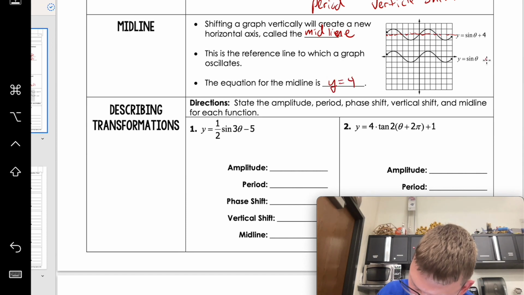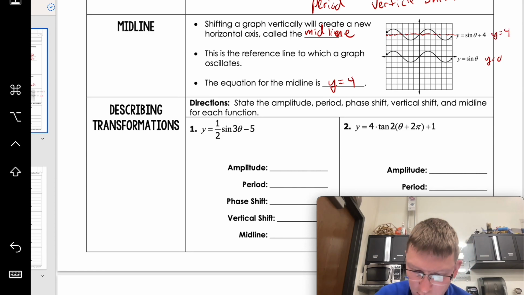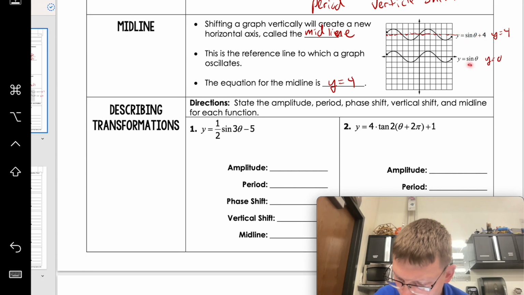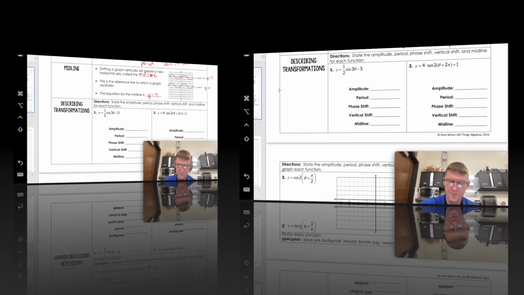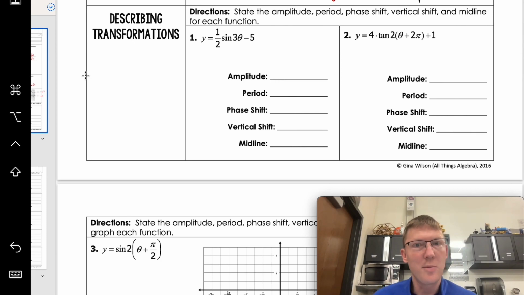So here it's y equals 0. Here it's y equals 4. So you can kind of see how the sine wave normally oscillates around y equals 0, and now it's going to oscillate around y equals 4 because of this 4 on the outside of the angle. Okay, let's do a little bit of practice.